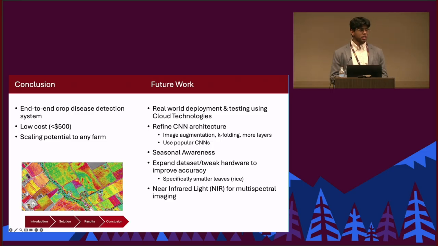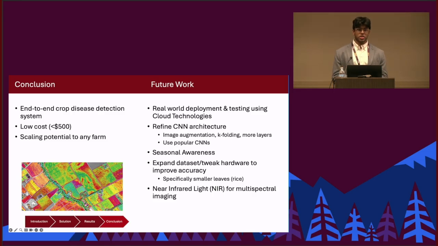Further, we want to refine our CNN architecture with image augmentation, K-folding, and more layers and more experimentation, specifically to reduce the inaccuracies with the rice crop, and also compare this custom CNN model to popular CNN models like ResNet and MobileNet to get a baseline for how we're performing, and also to see if other avenues are available for us to explore that may prove to be beneficial compared to our current approach.